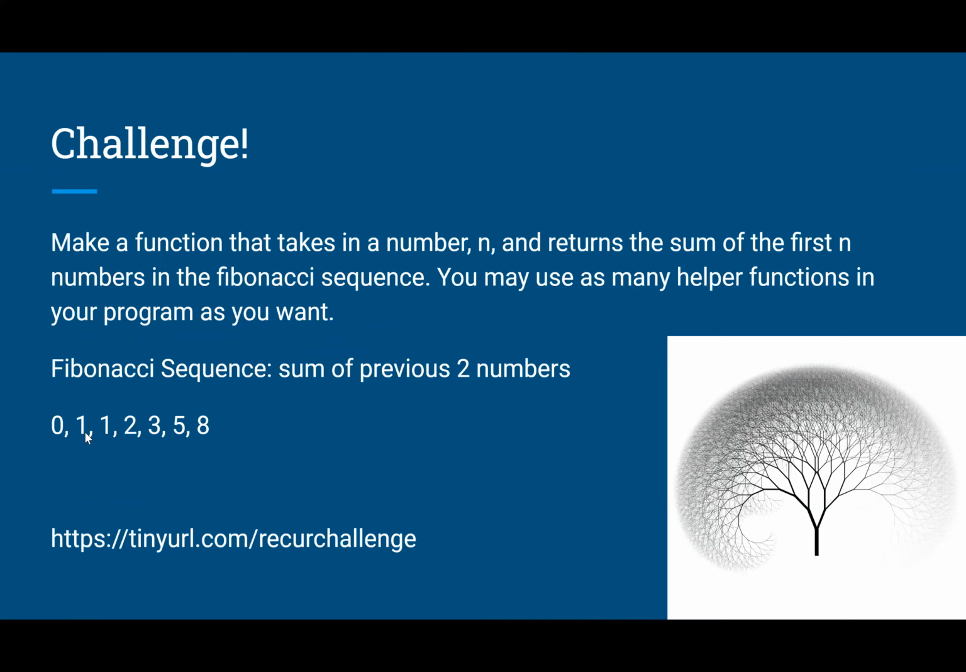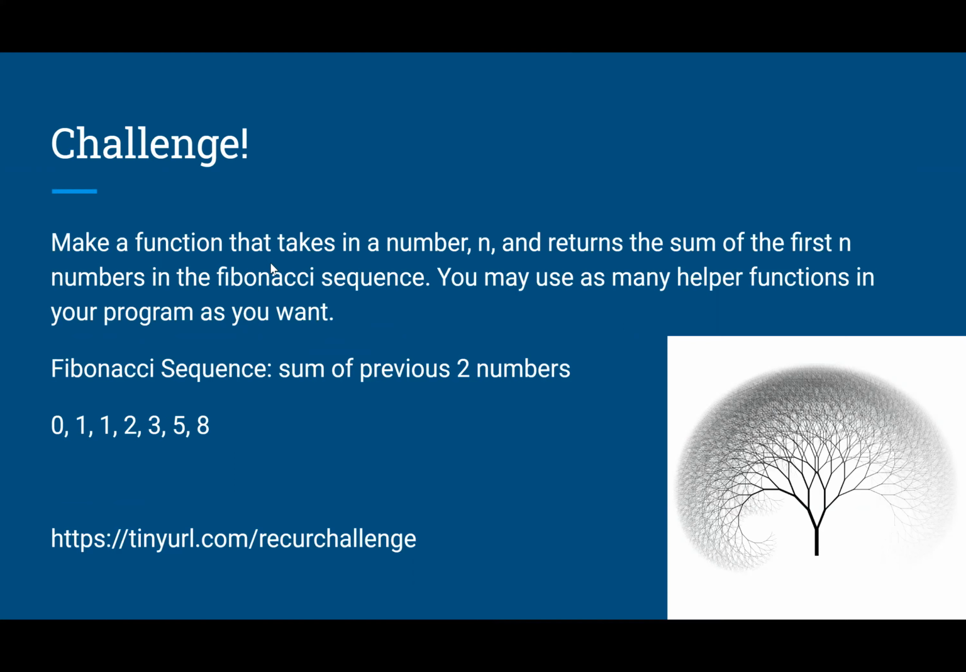So it starts off with 0 and 1, and then to find the next number, we add the last two numbers. So 0 plus 1 is 1. And then to find the next number, we add the previous two numbers. So 1 plus 1 is 2. To find the next one, we add the previous numbers. 1 plus 2 is 3, and so on.